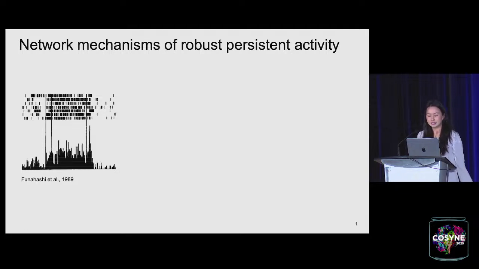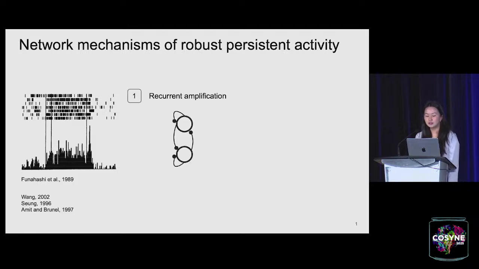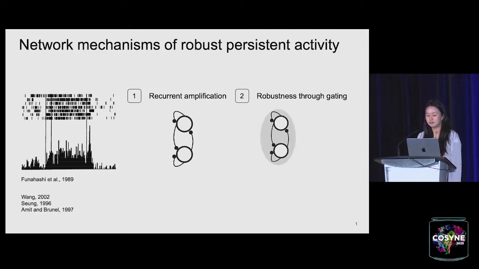To get persistent activity, networks need to have 2 basic properties. First, individual neurons have short time constants. To sustain seconds-long activity, a key model specifies that neurons need to form recurrent excitatory connections in a network. This recurrent amplification gives rise to persistent activity. However, just recurrent amplification is not enough, as networks are typically fragile to perturbation, whereas the brain is robust.